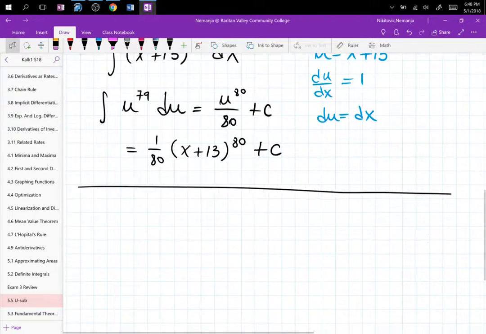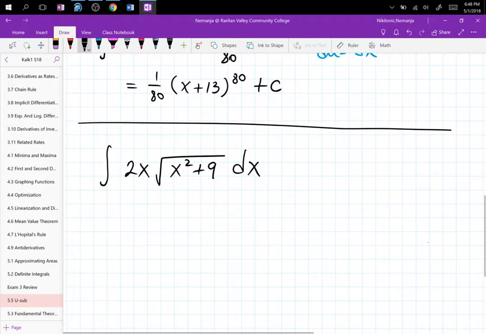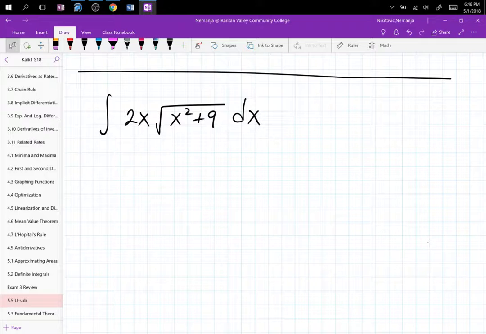Let's see another example of this. So you have the integral of 2x square root of x squared plus 9 dx. You are not allowed to do integrals part by part. No, no, no, right? So what do you do?